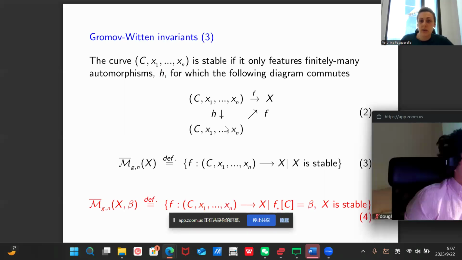Now, given this stability condition, we can define a moduli space, and this is what I define as being M bar g,n over X, which counts all these possible f's. But in principle, this can be further refined by adding some extra condition, in particular by choosing some beta, where this beta is an element of H2 of X, and by requiring F to be stable. Sorry, this is a typo. Yeah, I should have said F is stable, of course.